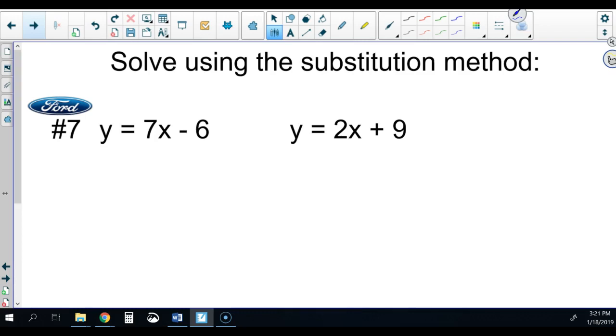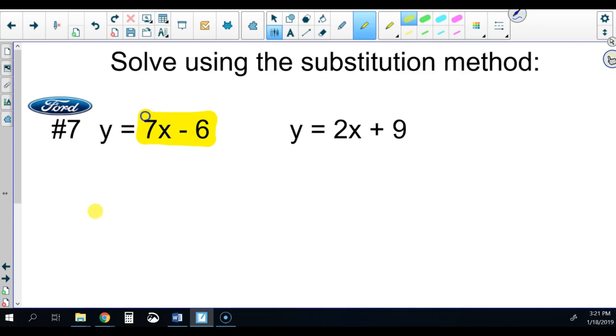This one's a little more normal of a problem. We have y equals 7x minus 6 and y equals 2x plus 9. We're going to use the substitution method to solve this, find out what x and y is. So they tell me two different ways what y is. So my first step is already done. Our first step is to isolate one of the variables. We have y already isolated right there.